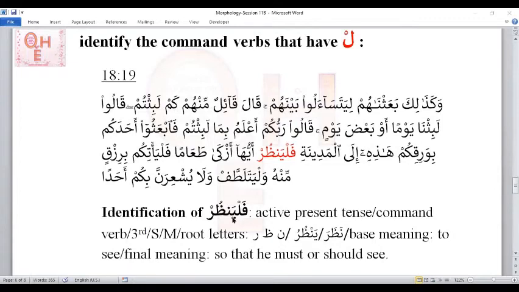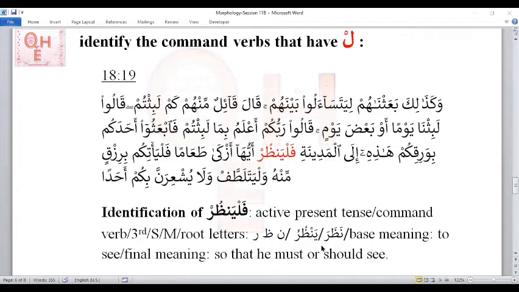Falyanzur, obviously from ya fatha, you can tell this is active present tense. And we should also call this a command verb because we have a lam of command. And who is the doer? I don't see any suffix. I see ya fatha. So this is third person singular male is a doer, like he. Root letters, if I exclude fa, lam, ya, root letters are noon, dhara, noon, dhara. So the pattern it takes, nadhara, yanzuru.